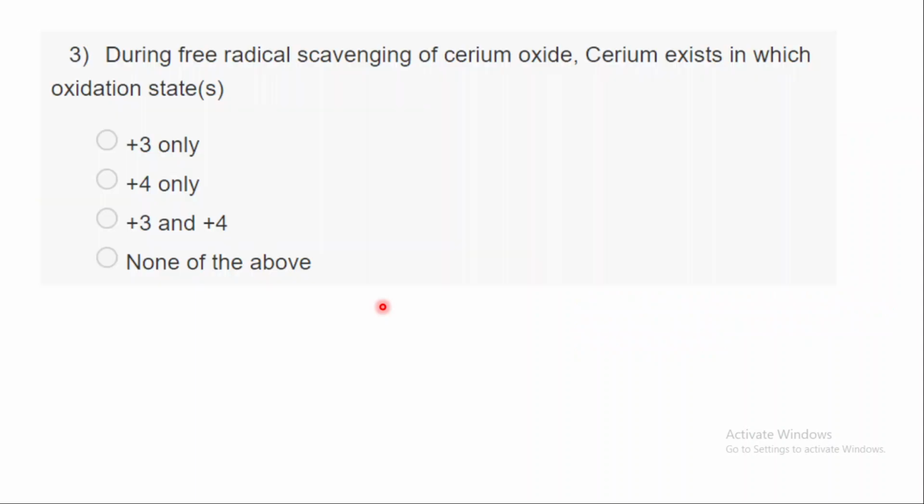This is a question about cerium oxide radical scavenging. During free radical scavenging of cerium oxide, cerium exists in which oxidation state or states? The options are plus 3 only, plus 4 only, plus 3 and plus 4, or none of the above. If you have some idea about the oxidation states of cerium in cerium oxide and how cerium oxide can be used for radical scavenging of different samples, you can answer this question.